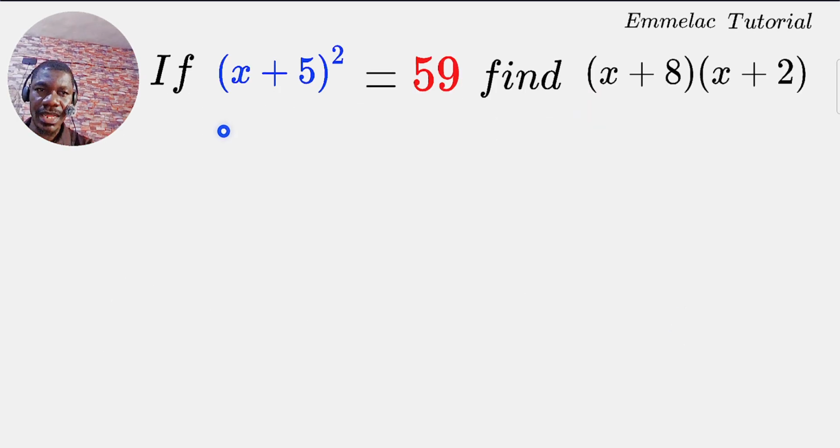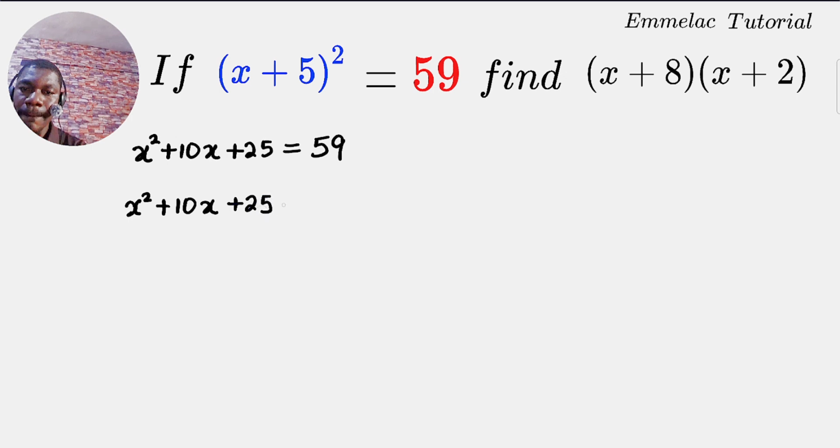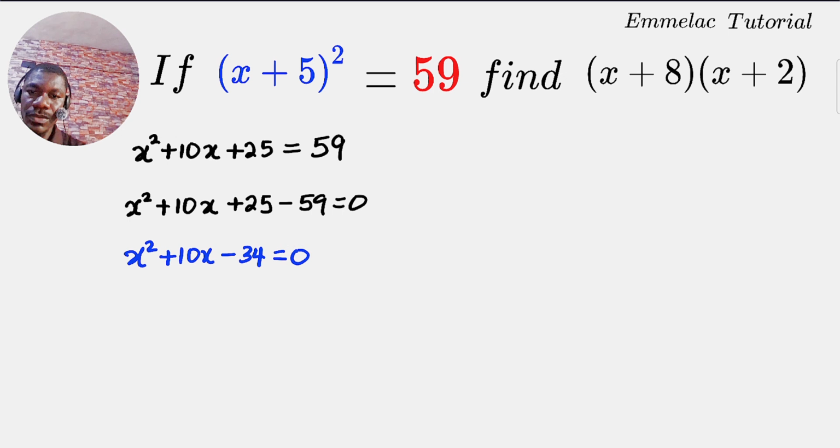So first, let's see how to expand (x + 5)². When we expand this, it should give us x² + 10x + 25 = 59. If we subtract 59 from both sides, we end up having x² + 10x + 25 - 59 = 0, which gives us x² + 10x - 34 = 0.